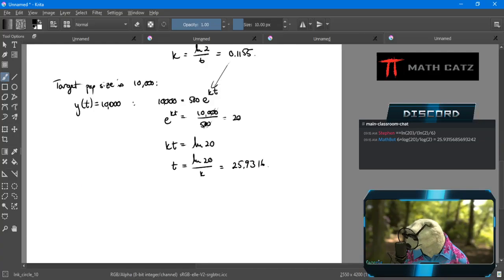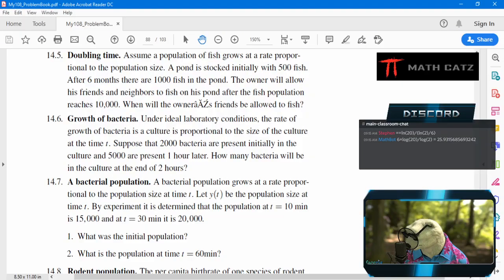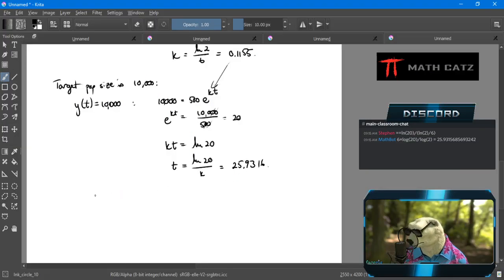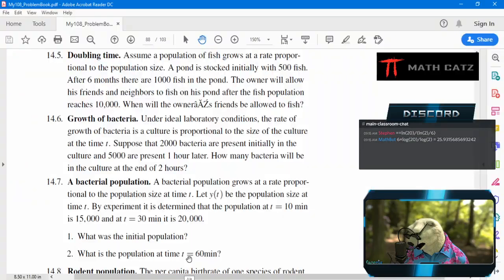So now t was in months. So it's going to take a while for his neighbors to come fish. It's going to take almost 26 months. Now I look back at my question. When will the owner's friends be allowed to fish?